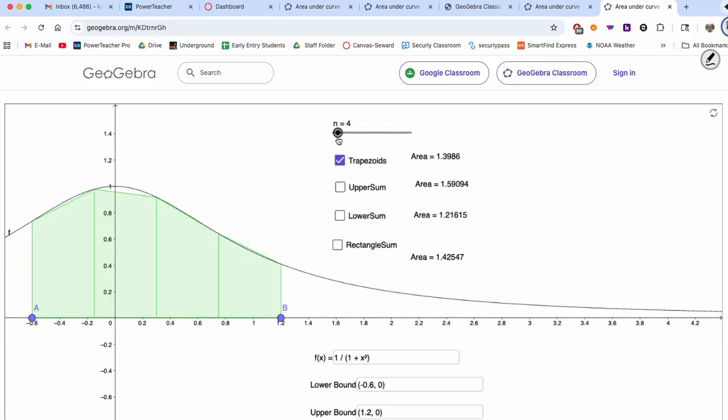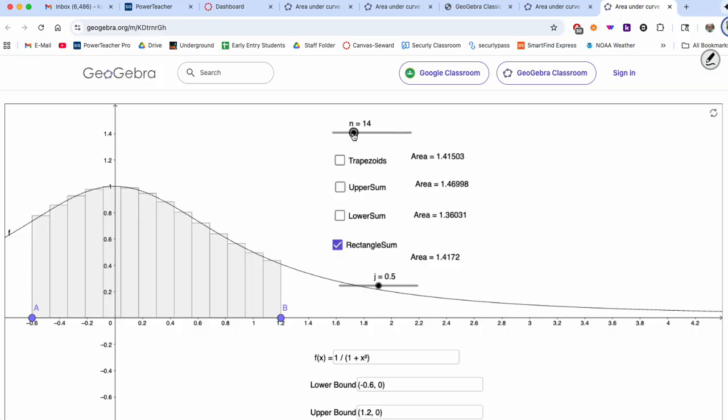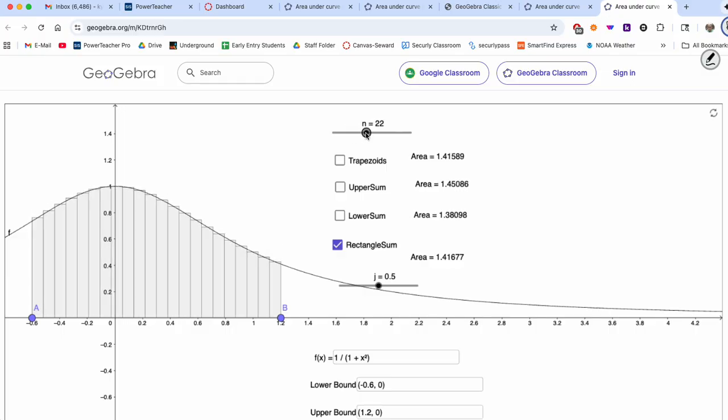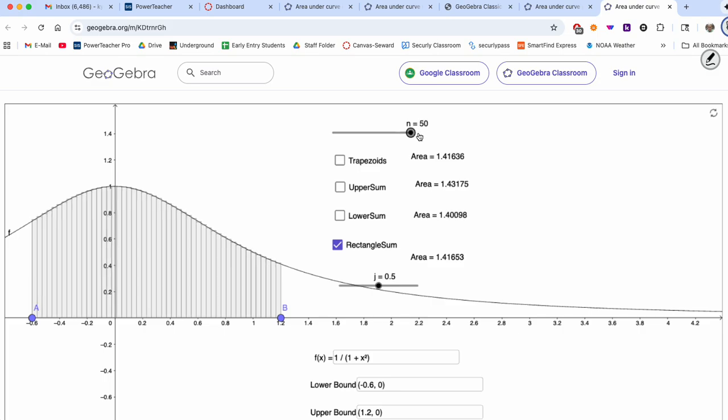Later on in calculus, we're actually going to use rectangles, because I'm going to argue rectangles are way easier to use, and it doesn't matter as long as I have an infinite amount of them, it's going to fit my curve perfectly.